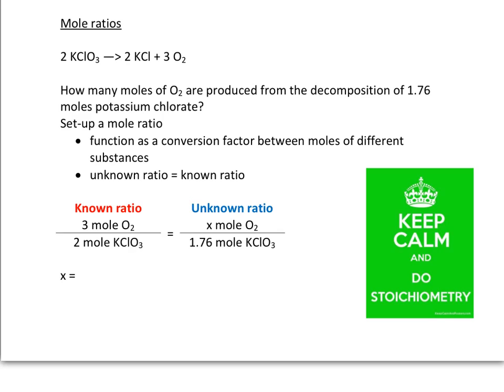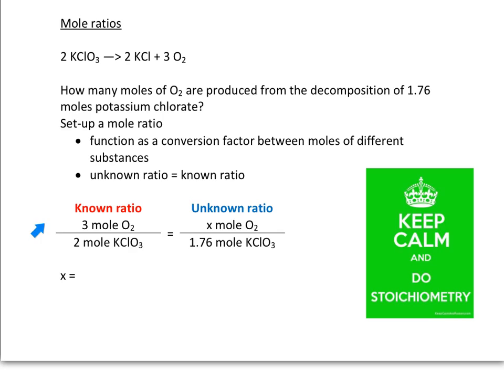But more importantly for us now, and the approach we've been taking throughout the unit, is we're going to look at these from a mole perspective. And so a mole ratio is what we can use to relate the amounts of things in a chemical equation using moles. This first question will help us to work through this idea. It says: how many moles of oxygen are produced from the decomposition of 1.76 moles of potassium chlorate? So we want to see how much oxygen is produced when we know that 1.76 moles of this breaks down.